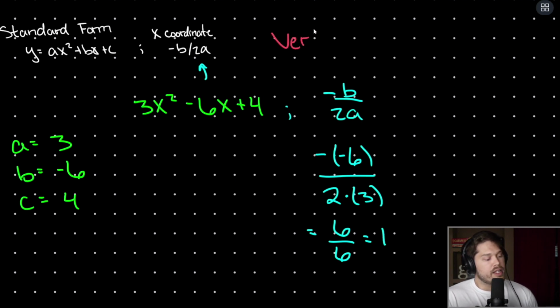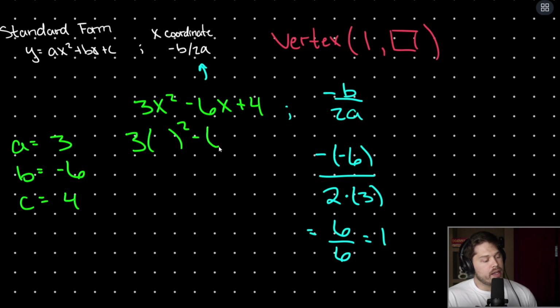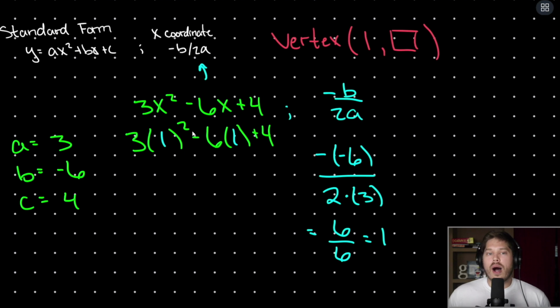So the vertex, which we're looking for, is going to have an x-coordinate of 1, and we still need to find the y-coordinate. We're still looking for our y-coordinate, but we know that the x-coordinate is 1. So we're going to take our equation and we're going to plug in the value of 1 in for x. And then we will have our y value for our vertex.